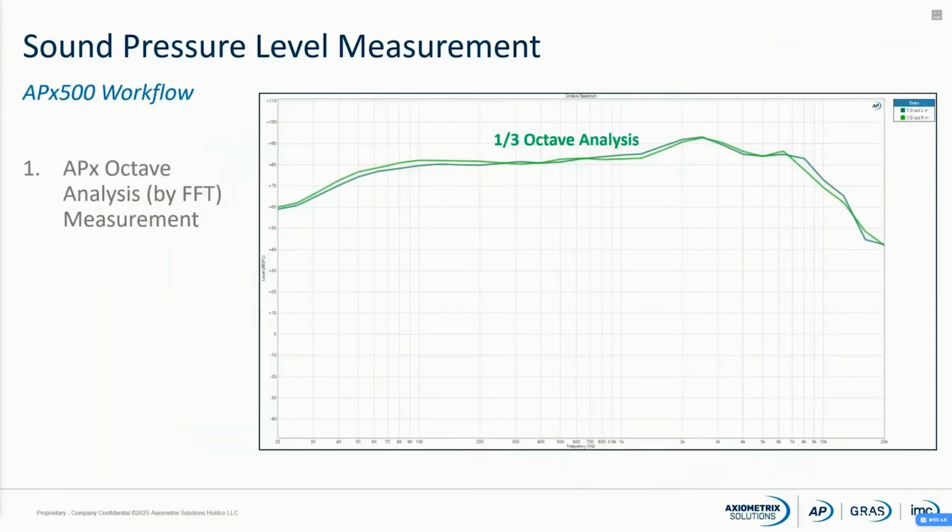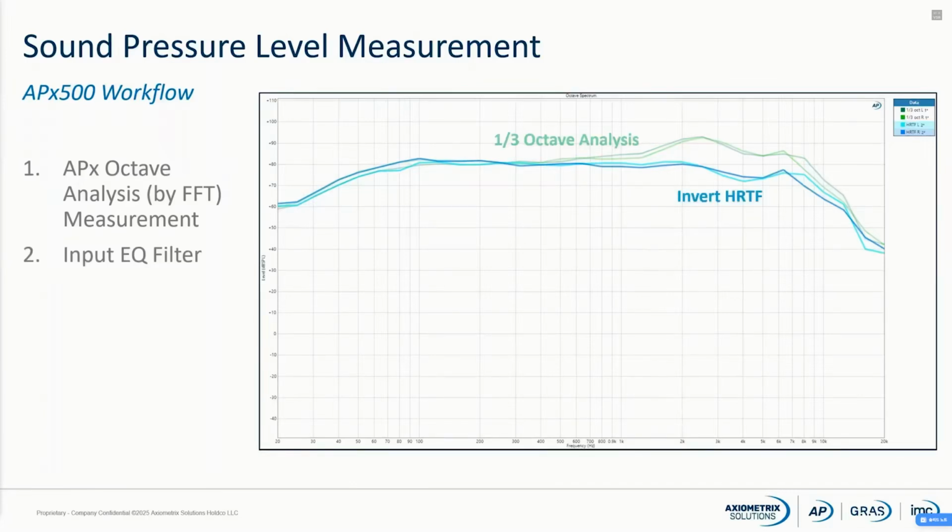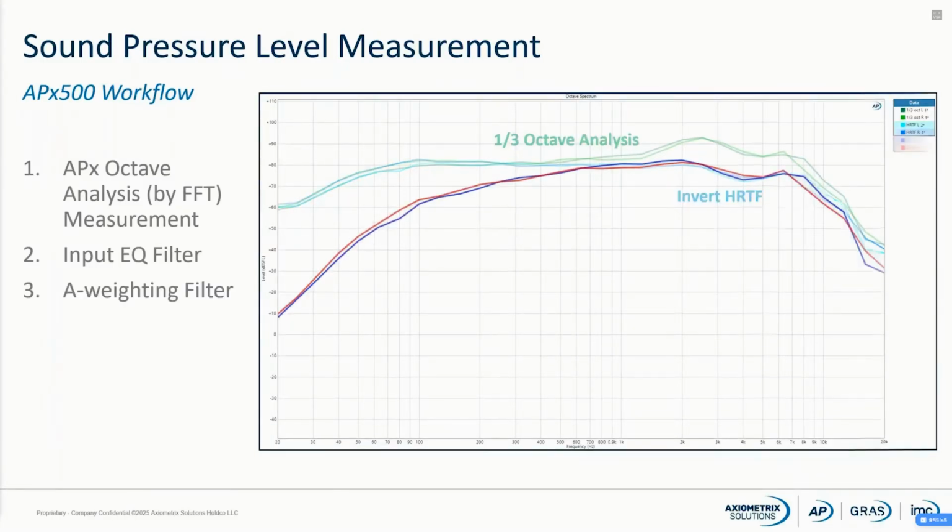Here we'll walk through the workflow of the SPL measurements in APX 500. We start with the APX octave analysis measurement, which acquires the signal in 1/3 octave bands, and you can see that result pictured here on the slide. Next, we apply our head-related transfer function, or HRTF curves, to convert the raw data to free field or diffuse field values. And next, we apply an A-weighting filter. This curve is what we're going to be working with to generate our final results.